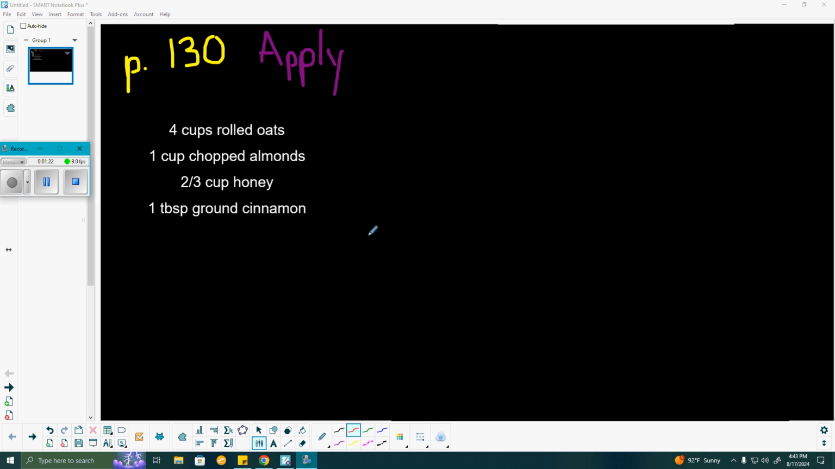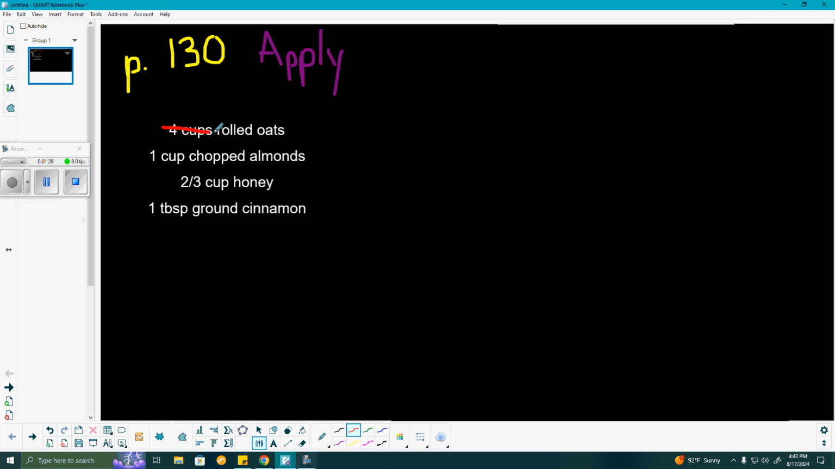Since we're going to be figuring out the budget for how much students need for almonds, we're going to remove some of this unnecessary information. So right now, the 4 cups of rolled oats, the 2/3 cup of honey, and the 1 tablespoon of ground cinnamon doesn't really matter. I will also go ahead and tell you the fact that it says chopped almonds is also unnecessary. Don't let those extra words trick you.